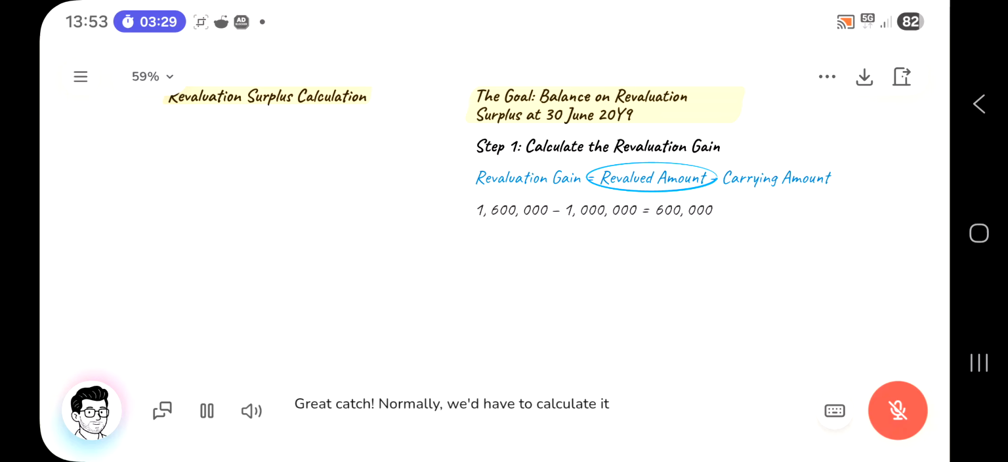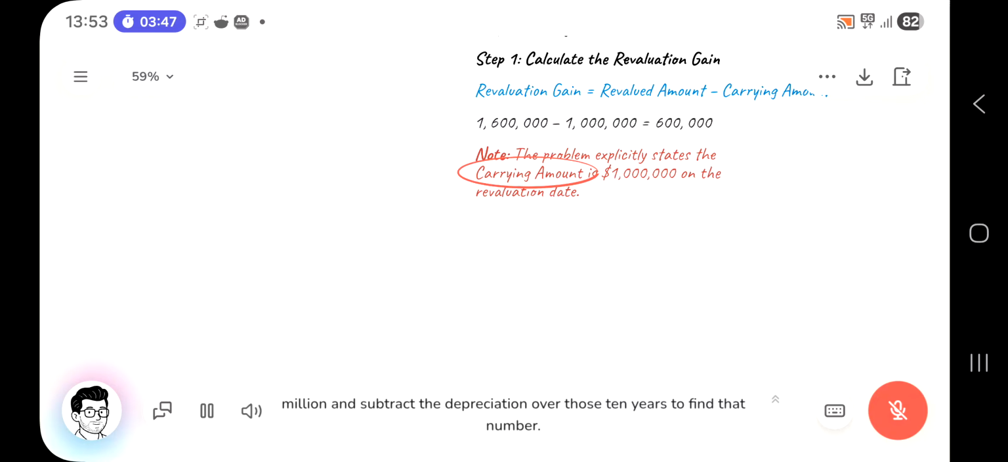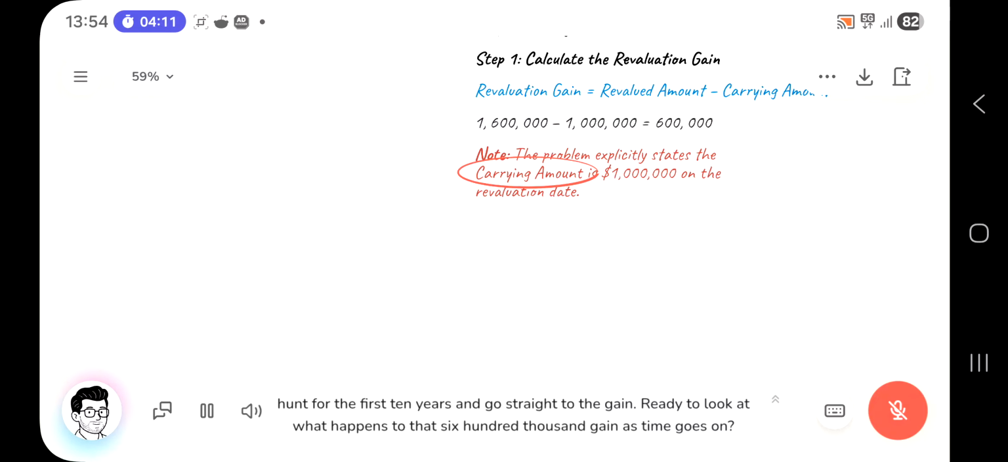Normally, we'd have to calculate it ourselves, but the problem actually gives us a bit of a shortcut here. In many problems, you take the original cost of $1.25 million and subtract the depreciation over those 10 years to find that number. But here, they flat out tell us the carrying amount is $1 million on June 30th, 20Y8. Since we have that, we can skip the manual depreciation hunt for the first 10 years and go straight to the gain. Ready to look at what happens to that $600,000 gain as time goes on?